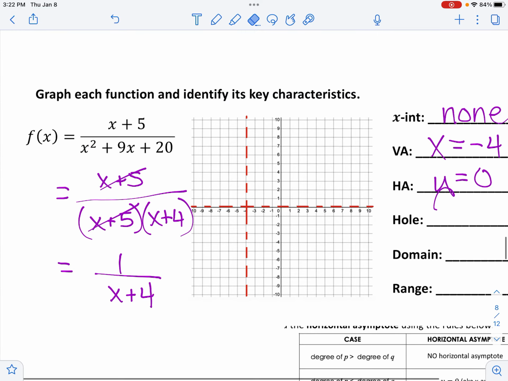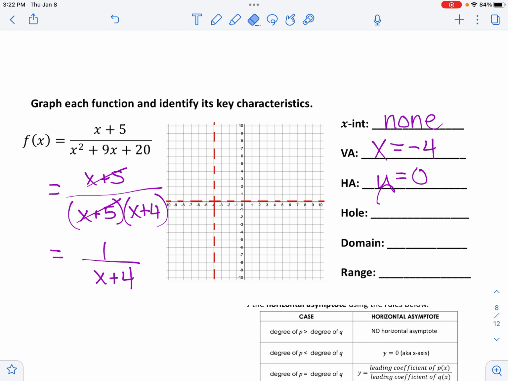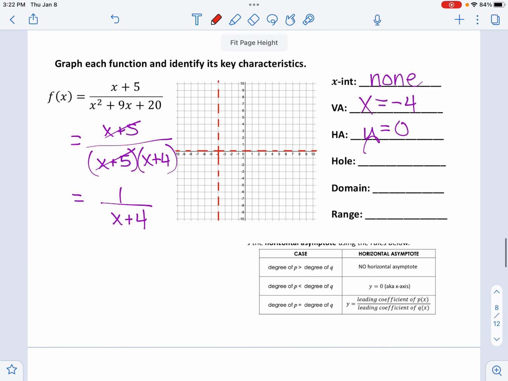All right, so this is sort of your guide. Now, as I mentioned, I do have a hole for this one. So how do you find the hole? Let's write this over here, hole. So what you want to do is set the common factor equal to 0. So that, remember, this was the common factor x plus 5. So when does that equal 0? When x is equal to -5. So I know my hole is at -5 comma something. Okay, so I need to figure that out.